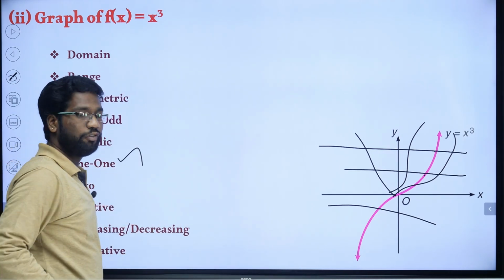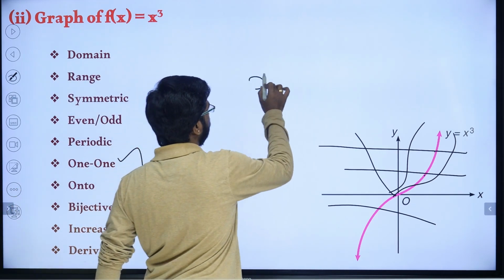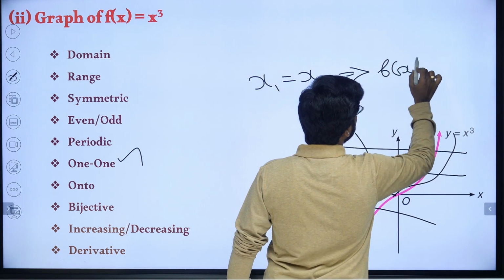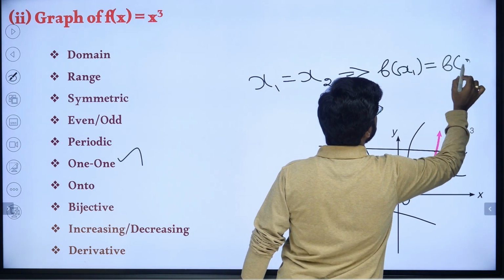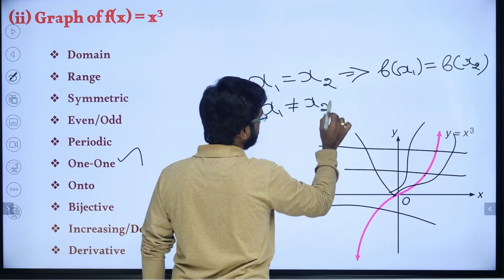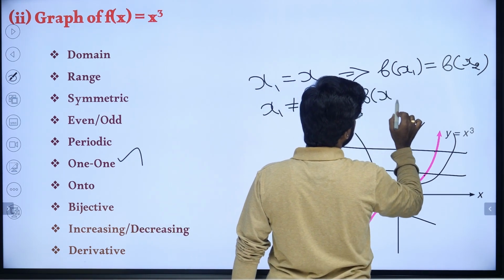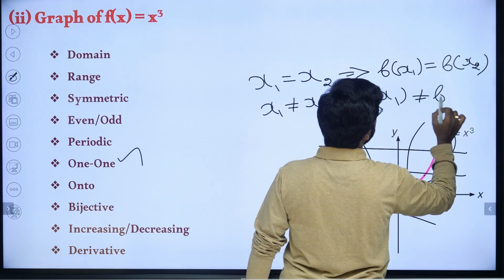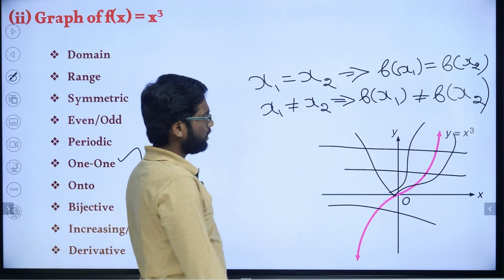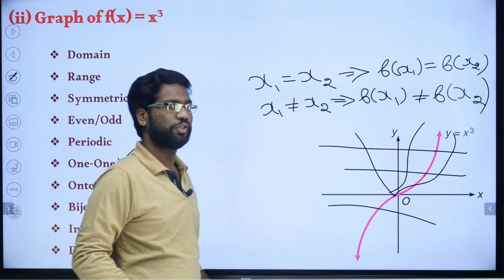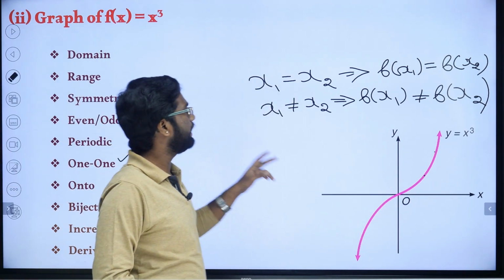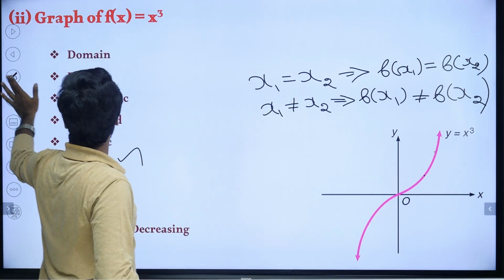So which is a one-to-one function, my dear students? What I said: if x1 is equal to x2, then f of x1 has to be equal to f of x2. If x1 is not equal to x2, then f of x1 is also not supposed to be equal to f of x2, my dear students. So here in my case, no problem. Whatever I take, I'll get exactly the same values only. For me here no problem.